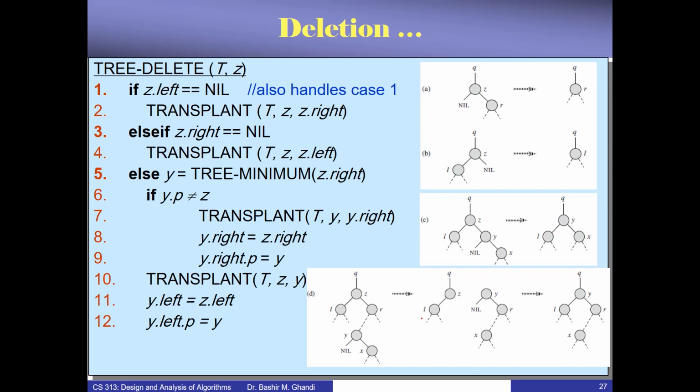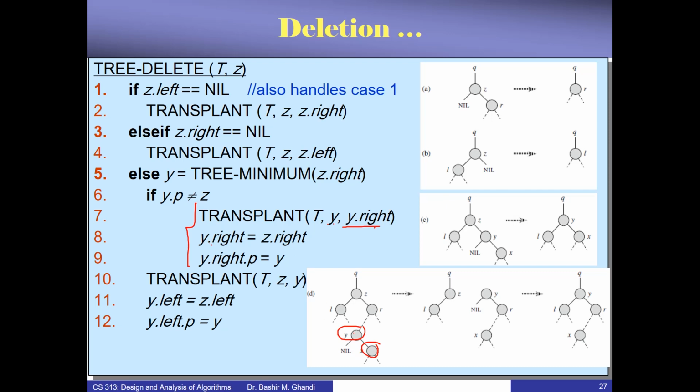What if the successor is not an immediate right child? In other words, Y dot P is not equal to Z. Remember, Y is the successor, so the parent of the successor is not equal to Z. In that case, the first thing to do is transplant Y with Y dot right. Replace Y with Y dot right. So this is our Y. We're going to replace it with its right child, promote the x to come here, and do the necessary update.